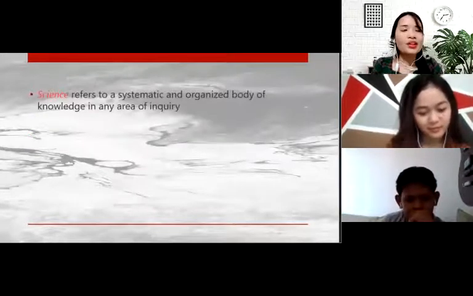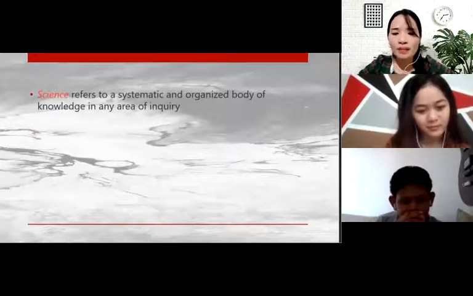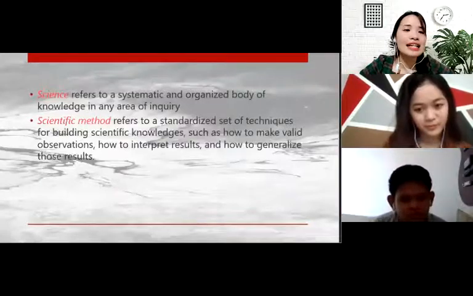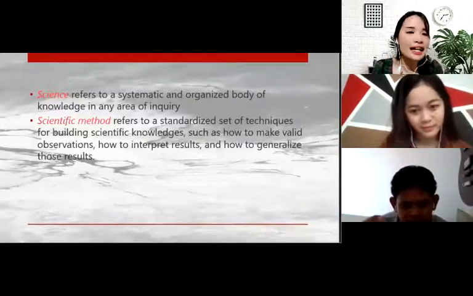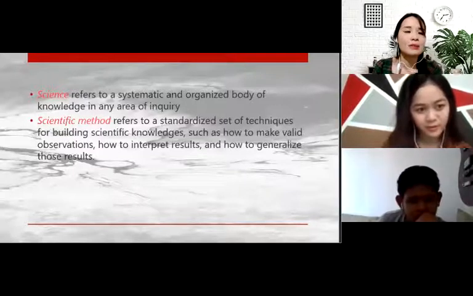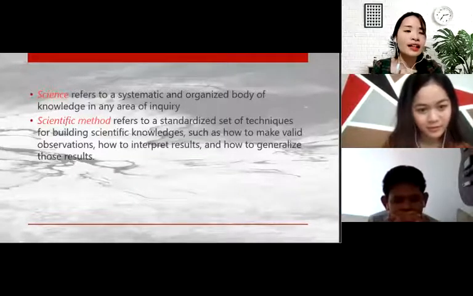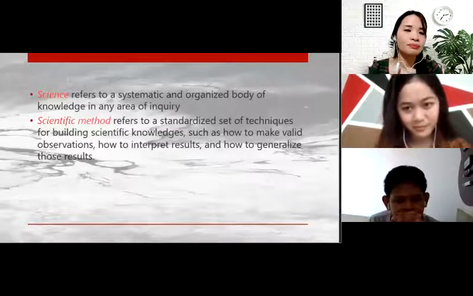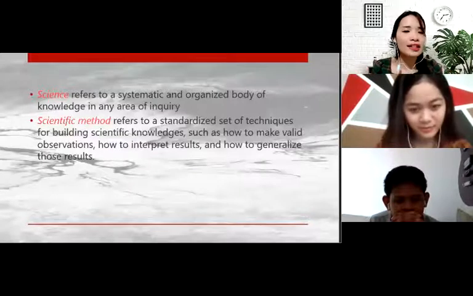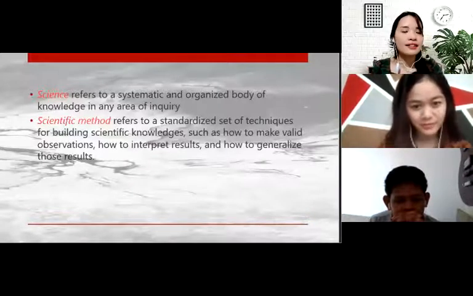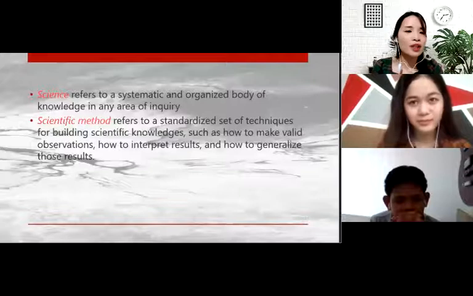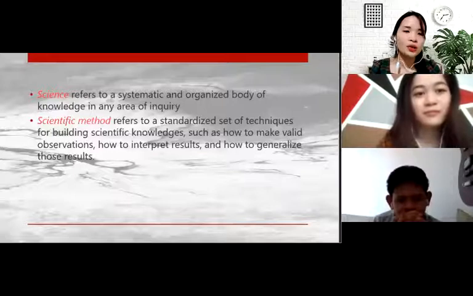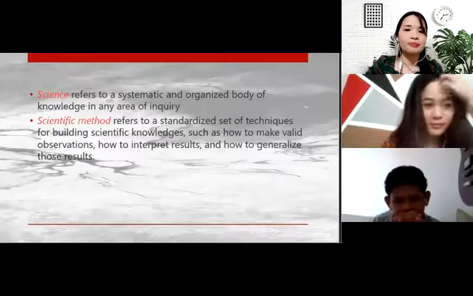Okay. Now, there are two different terms that you need to understand. Okay? What is science and what is a scientific method? A science refers to a systematic and organized body of knowledge in any area of inquiry. How about scientific method? It refers to a standardized set of techniques for building scientific knowledge, such as how to make valid observations, how to interpret results, and how to generalize those results. Okay.